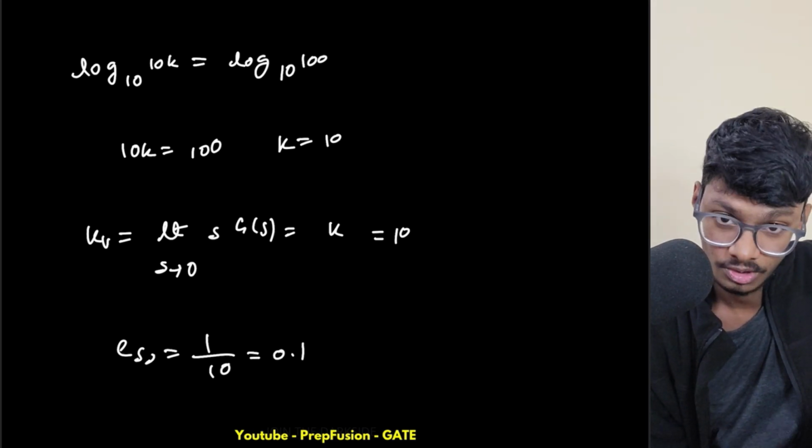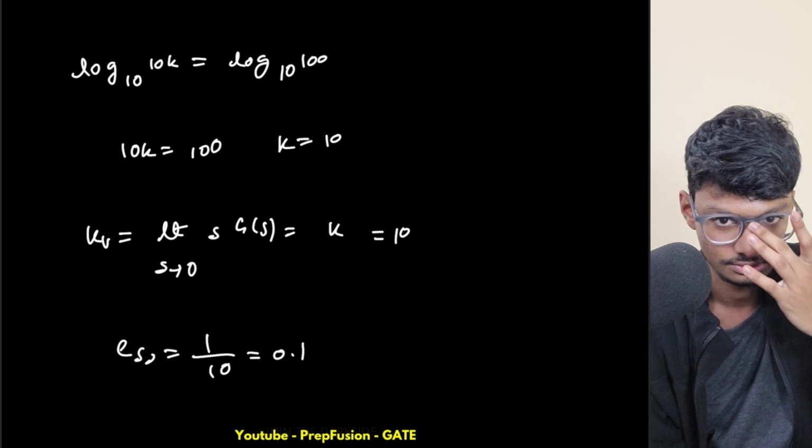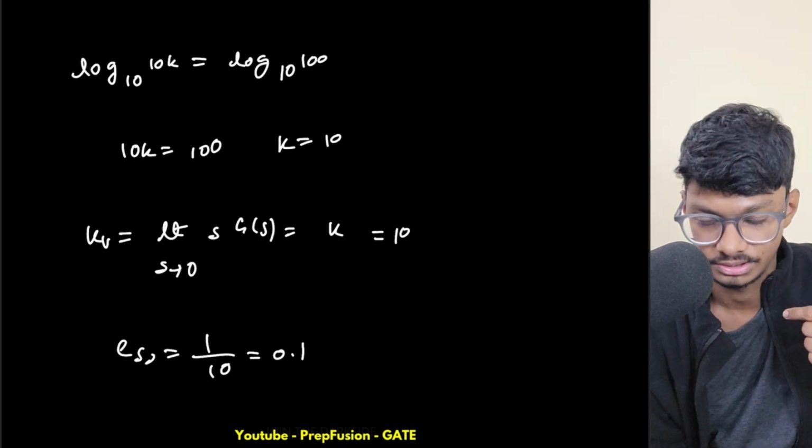You can use the formula or you can use the basics also. I have solved this in the previous video, in the EC shift steady state error question. You can watch that video. I am not repeating it again.